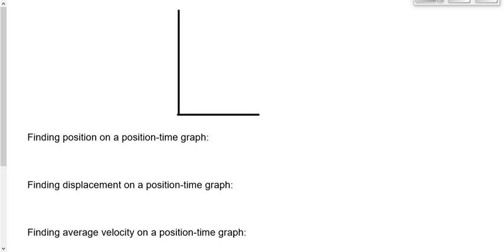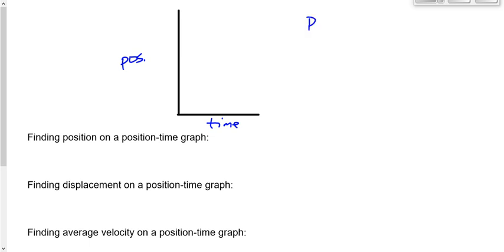Now, we want to get a little bit more detail-oriented with these graphs. Okay, you see a graph up here now, or at least an x-axis and a y-axis. Let's label them position and time. What's my manipulated variable again? Time.